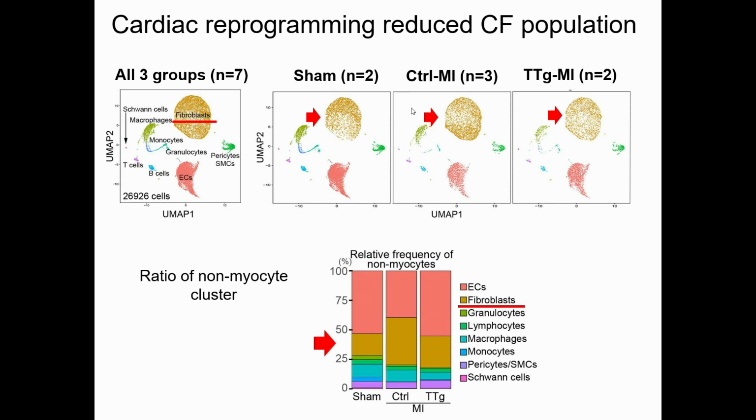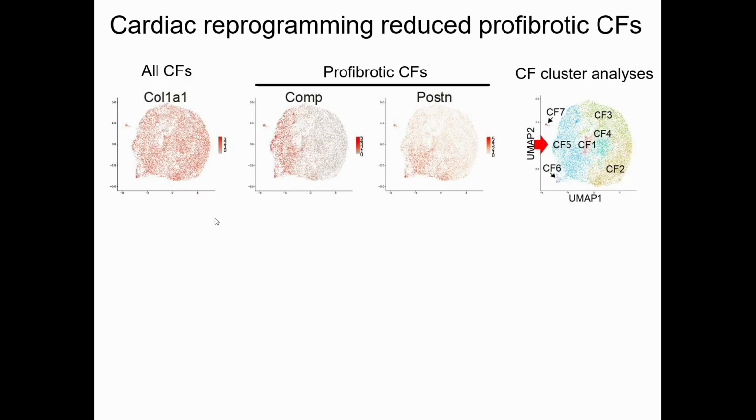Compared with sham, the fibroblast population in control MI was increased, which was reversed in the triple transgenic mouse. This is the ratio of non-myocyte clusters, as shown here, and the fibroblast population was increased in MI as expected, but this was reduced after reprogramming. So these results suggested that cardiac reprogramming could reduce the CF population. Next, as you know, fibroblasts are not homogeneous. We think they are heterogeneous populations, so we analyzed the cardiac fibroblast population more closely.